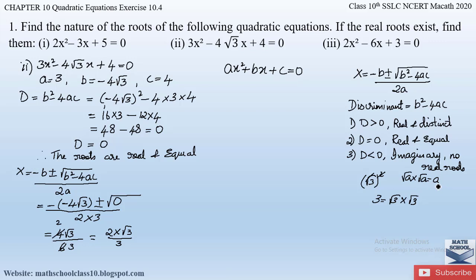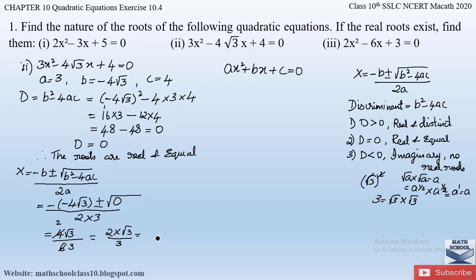This I have already explained in my previous videos, where root a can be written as a power 1 by 2 in terms of power, and again this root a can be written as a power 1 by 2. Since the bases are same, we can add the powers, that is half plus half will be a power 1, which is nothing but equal to a. So similarly, multiplying any two same roots will give you the number itself.